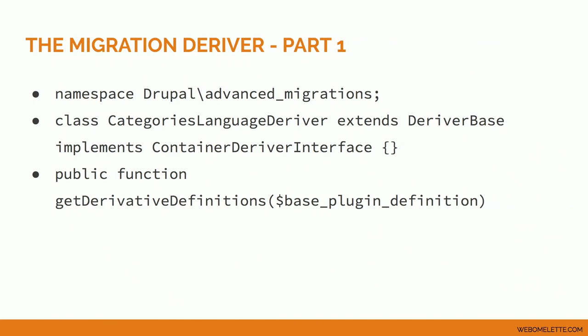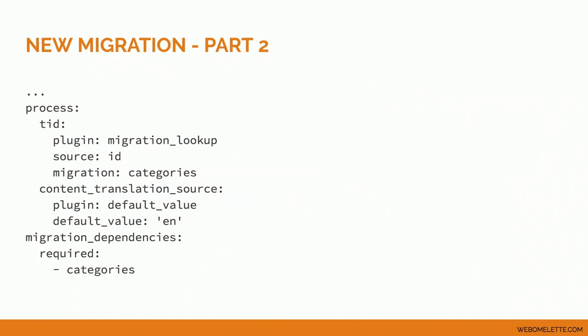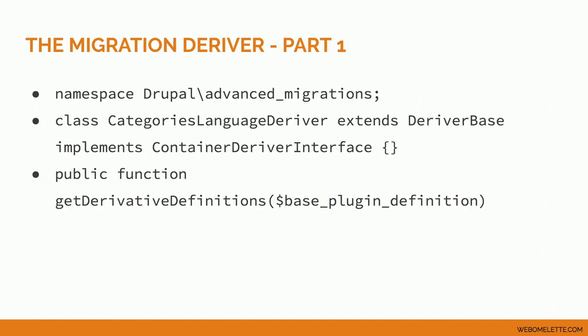Now we write the deriver. These are kind of like the bullet points of it. It goes in that namespace, as you remember. It extends deriver base, as all derivers do in Drupal. And then if we want to inject dependencies, which we do, we need the language manager. We need to implement the container deriver interface. And essentially, we have one method that we need to implement, get derivative definitions, which gets the base plugin definition as an argument. And that base plugin definition is essentially the array representation of this thing, right? The whole thing gets transformed into an array, and we receive it here so that we can enrich it.